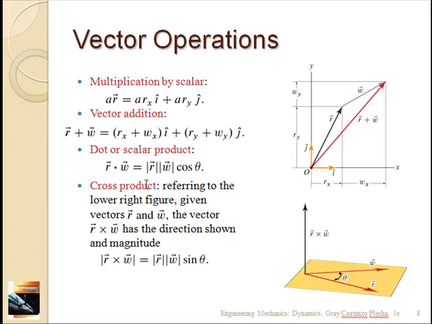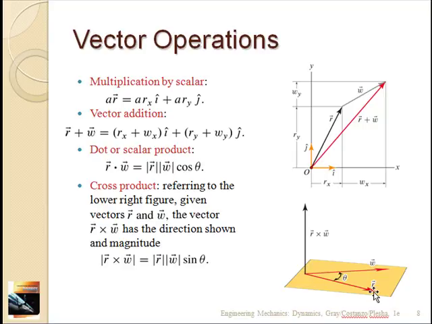You can take dot products. The r dot w is the magnitude of r times the magnitude of w, so the magnitude of the two vectors times the cosine of the angle between them, and you can use those to find projections of one vector along another. And then there's cross products.